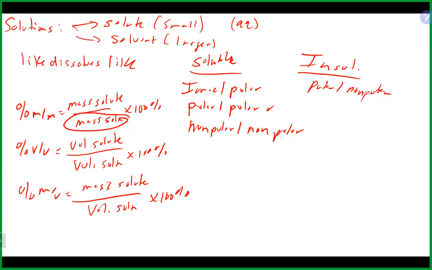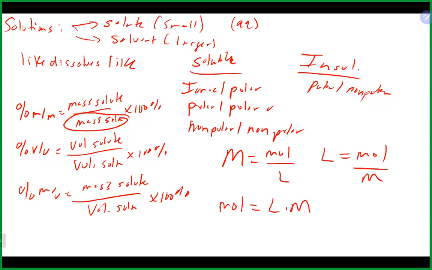Those are some common concentration units, but really the most common one is molarity, which is our moles of solute over liters of solution. And molarity can be thought of as a formula and rearranged, where the liters would equal the moles divided by the molarity. And lastly, a very common one, moles is equal to liters times molarity.